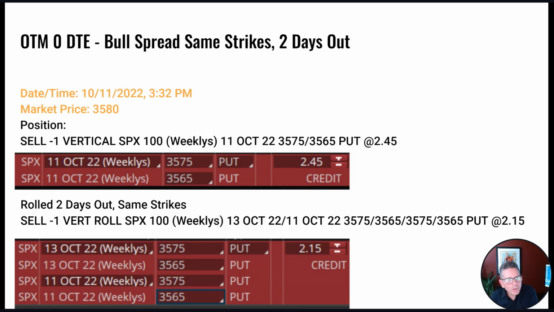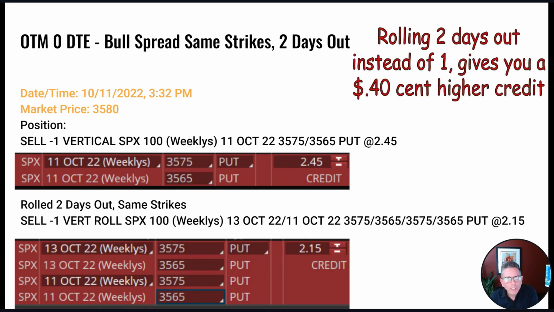All right, so bull spread, same strikes, 2 days out now. You can see here we got a $2.15 credit. Not a lot. It gives you a 40 cent higher credit for that position. A little bit more.